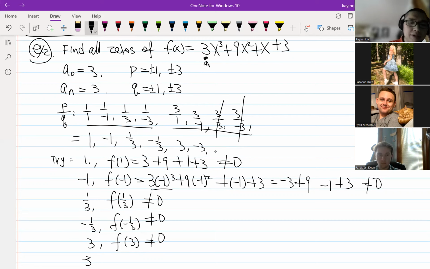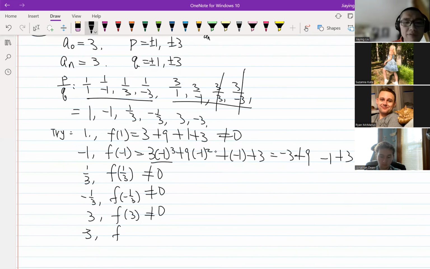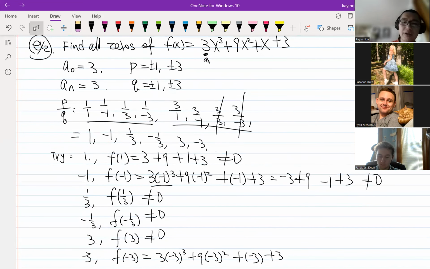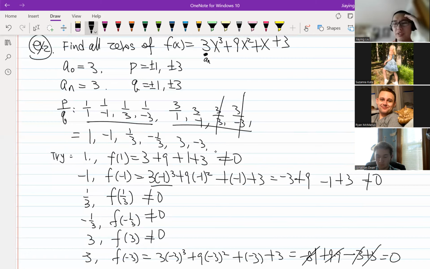So take -3 and put it in there: f of -3, which is going to be 3 times -3 cubed plus 9 times -3 squared plus -3 plus 3. Did I do it right? Looks like we did. All right. So now if we calculate everything, -3 cubed is -27 times 3, so that's -81. And the plus 9 times 9, that's 81, so that goes away. And then plus -3 plus 3, so that goes away, so we end up with a 0.